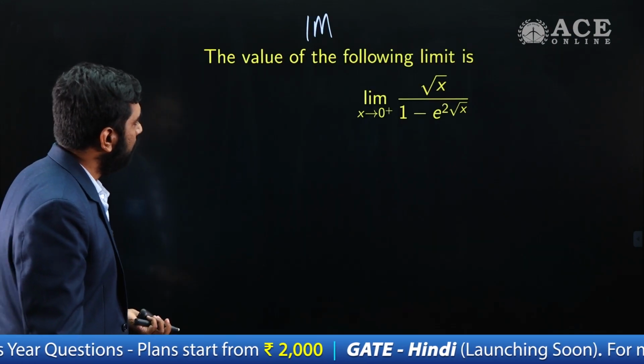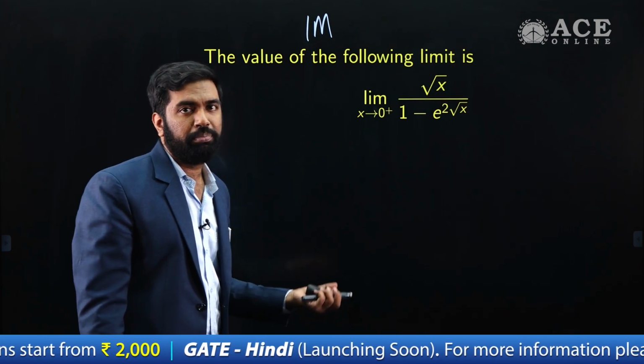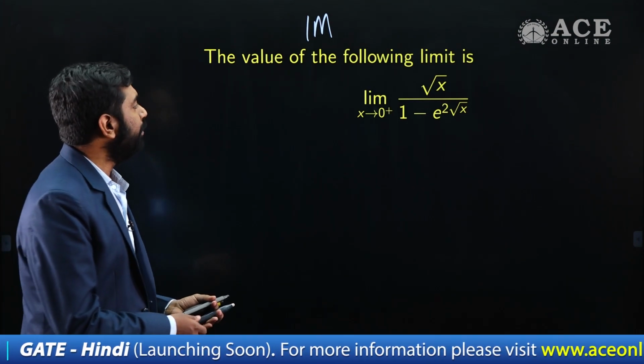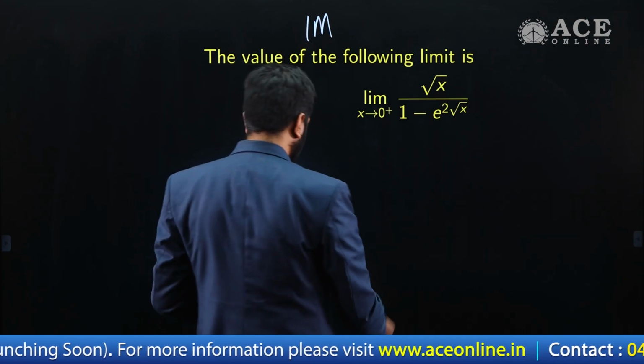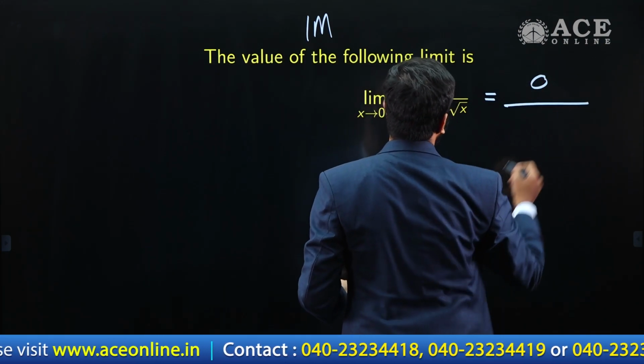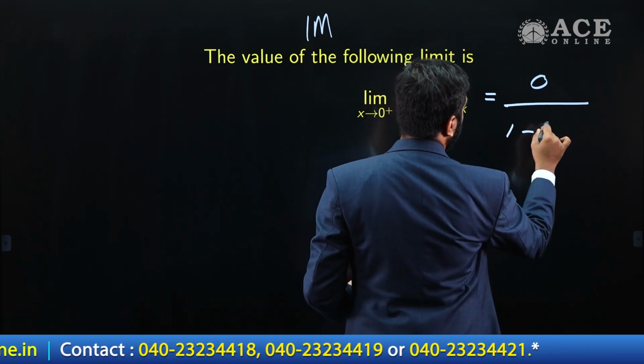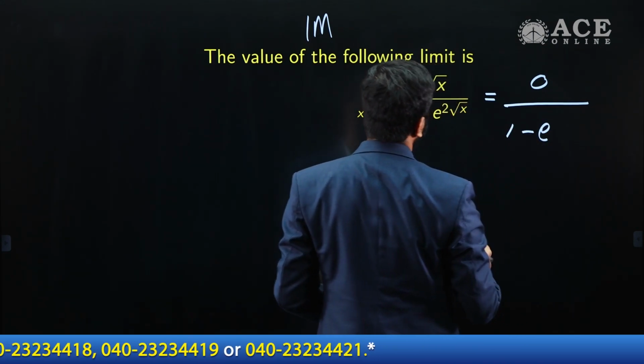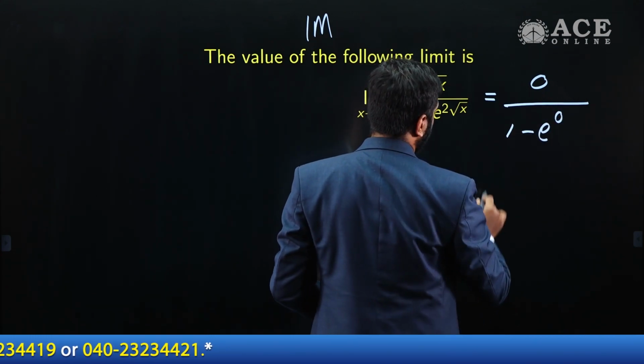Let's go to the next problem. Now it's a very simple problem which is based on L'Hospital rule. So what we usually do here is we apply the limit. So when you apply the limit to the numerator, what happens is you get 0 divided by 1 minus e power 2 into, that is root 0 is 0. So e power 0.